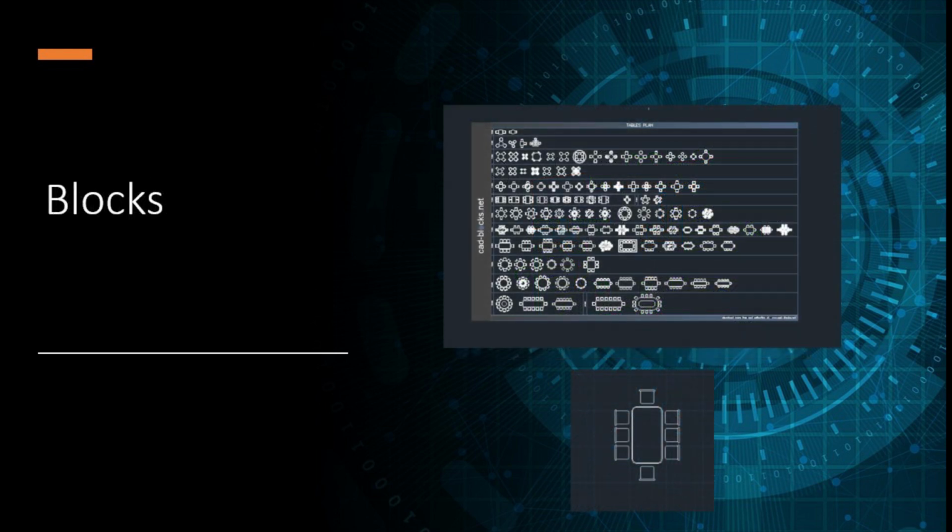Blocks are pre-created objects that can be uploaded to AutoCAD. Blocks may come in a large chart with multiple objects. You will just copy the ones you need and upload it to model space. This allows us to quickly get a specific object if needed.